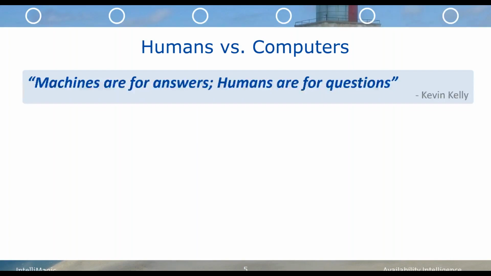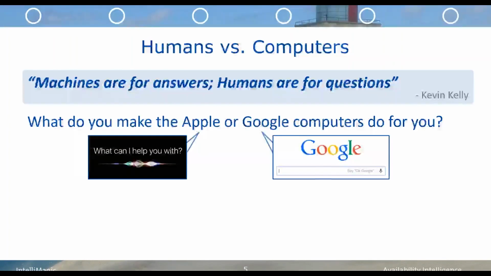So we think in this day and age, we're in the era where we expect more from the computers. And this is a quote I like from Kevin Kelly on really the roles of machines and humans. The humans should be asking the questions and making the computer do the laborious work of finding the answers for us and sorting through the data and figuring out what's important. And of course, we use our cell phones this way, right?